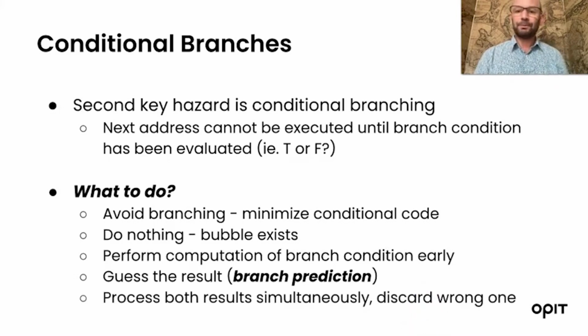And then the last thing we can do is process both results simultaneously. Rather than waiting, it might be better just to process both simultaneously, and then once we know the result, we can just drop the incorrect one. So we're processing in parallel, and when we know the result of the conditional, we drop whichever of those two is not the correct instruction to execute based on the result of that condition. Okay, so there are different ways we can optimize our processor clock cycles based on conditional branches.